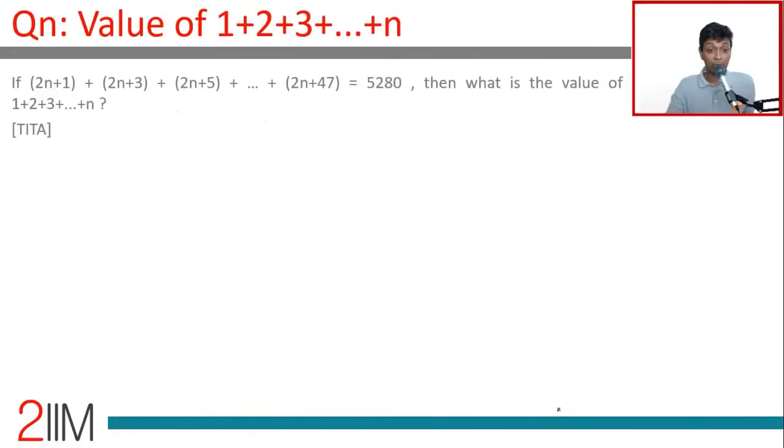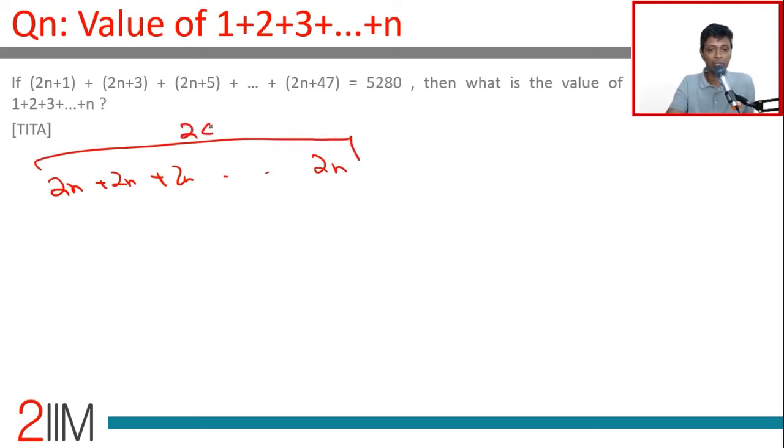If 2n plus 1 plus 2n plus 3 plus 2n plus 5 all the way till 2n plus 47 is 5280. And so isolate this, we're done. 2n plus 2n plus 2n. We're going from 1 to 47 but counting only odd numbers. There are 24 terms. Plus 1 plus 3 plus 5 plus 7 all the way till 47.